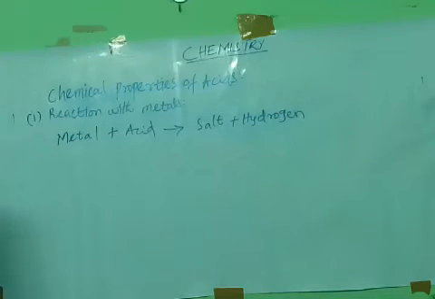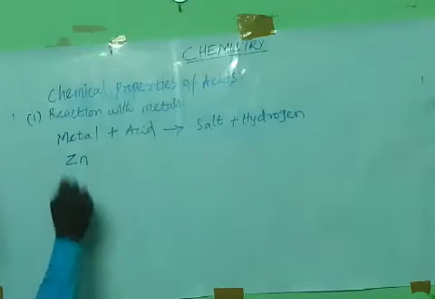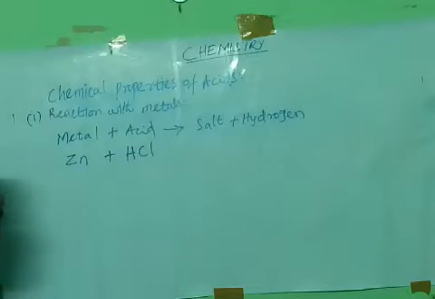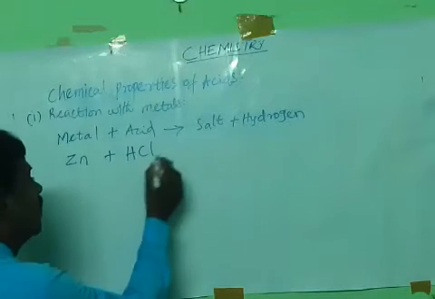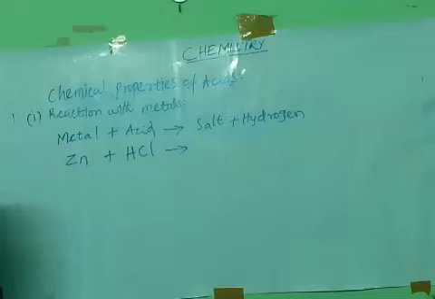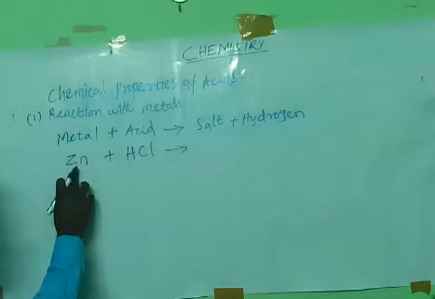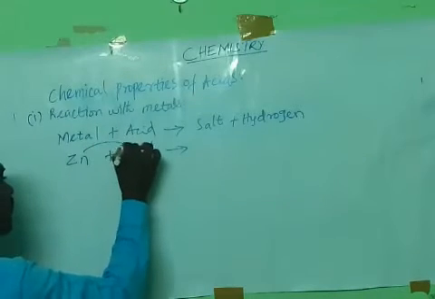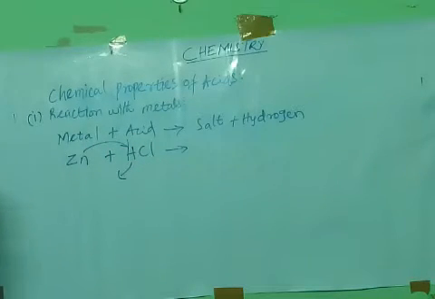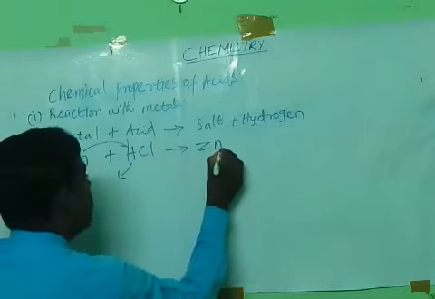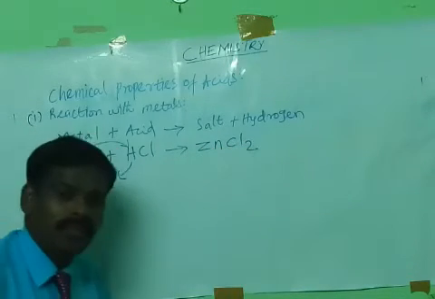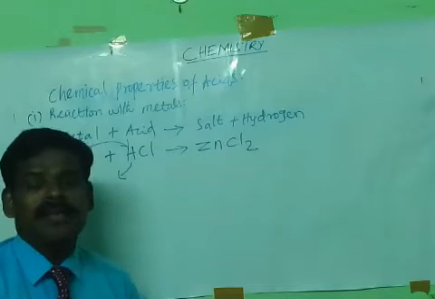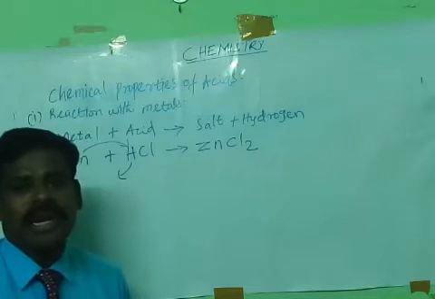Let us take an example. Zinc metal, which is added to hydrochloric acid, HCl, and it will form... See, we know that zinc is more reactive than hydrogen. So when zinc comes here, it will displace the hydrogen. So we are getting zinc chloride, ZnCl2.